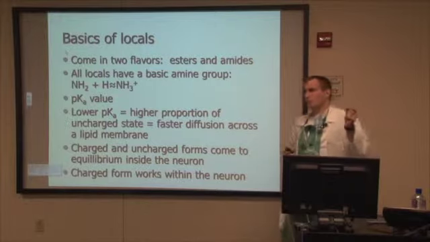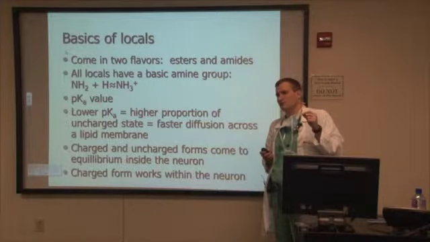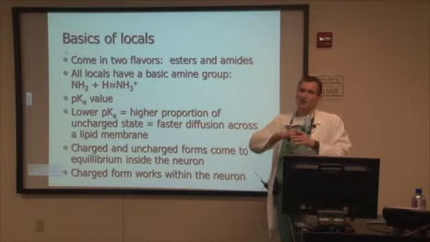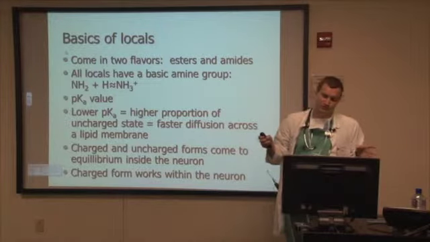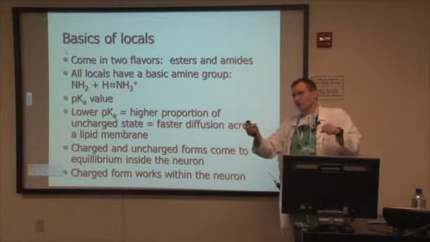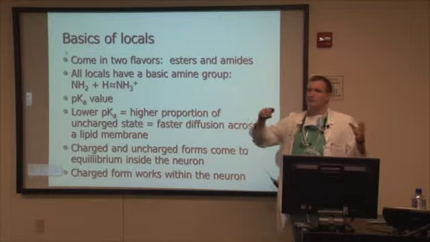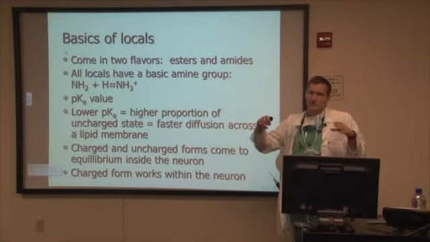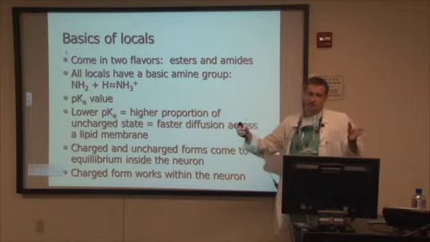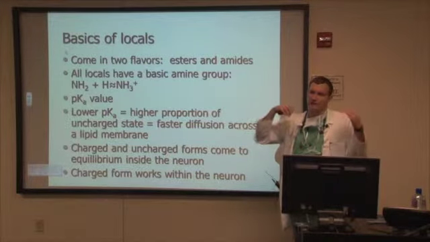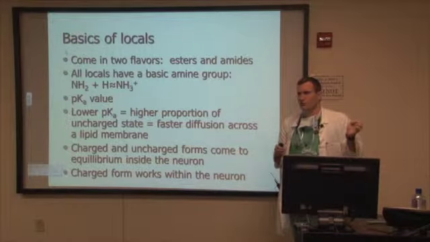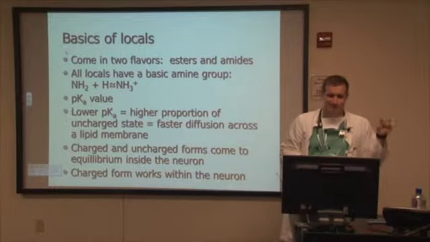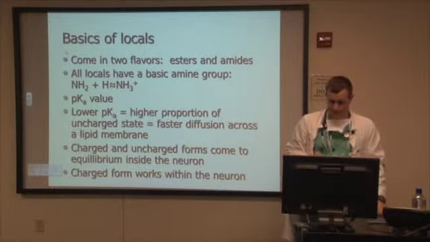Once the molecules diffuse into the neuron, they establish a new equilibrium, a new set point between protonated and unprotonated molecules, and this will happen because, like everything in nature, it has to come to an equilibrium. So there will be at least some measure of protonated molecules in the neuron that are able to block the sodium channels.